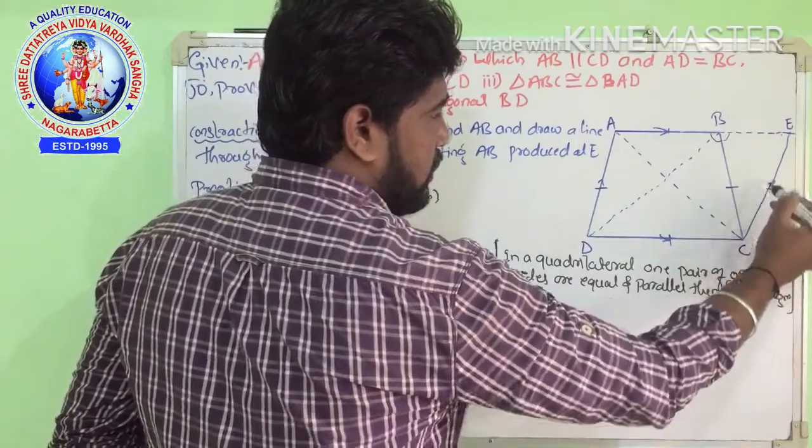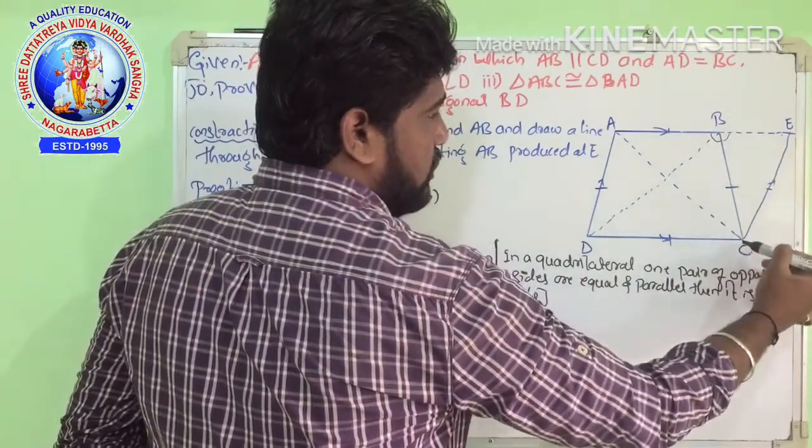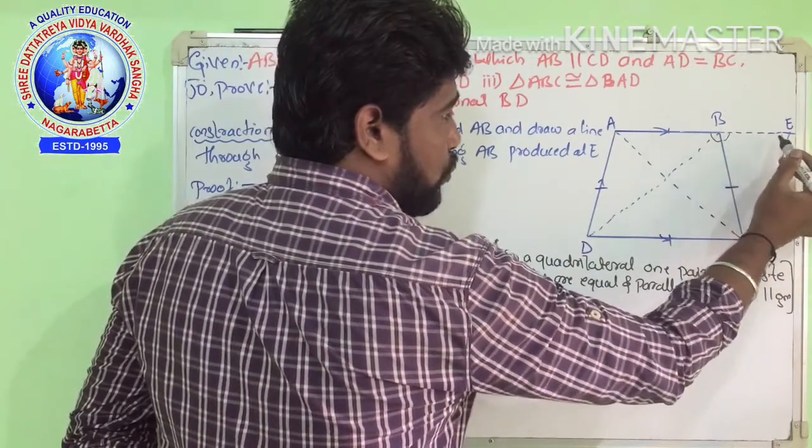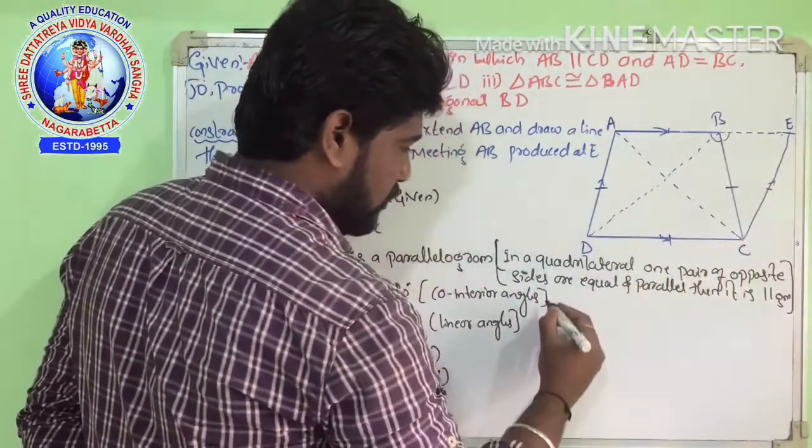So now consider this triangle, which one? BCE. In this triangle, these two sides are equal, means their opposite angles are equal. So write down here.